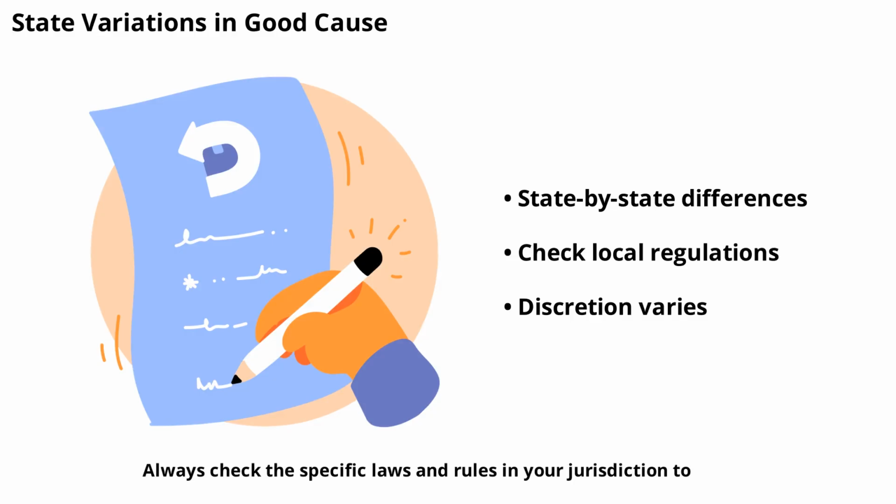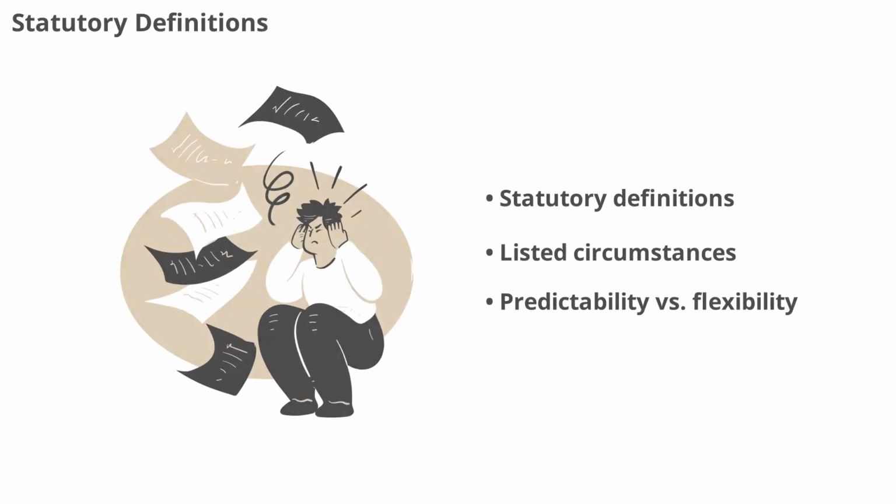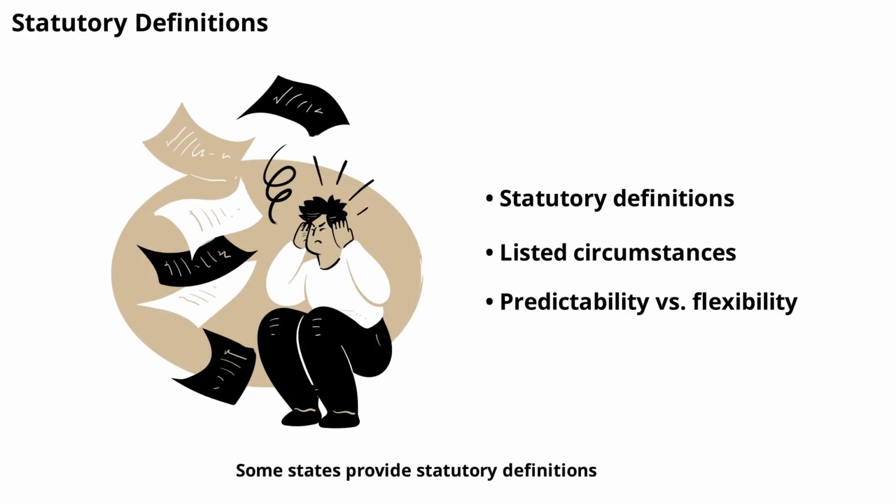Always check the specific laws and rules in your jurisdiction to understand how good cause is defined and applied where you live. Some states provide statutory definitions of good cause within their laws. These definitions may list specific circumstances that qualify, such as illness, family emergencies, or compliance with a court order. Having a statutory definition can make it easier to predict how the standard will be applied, but it may also limit flexibility in unusual cases.